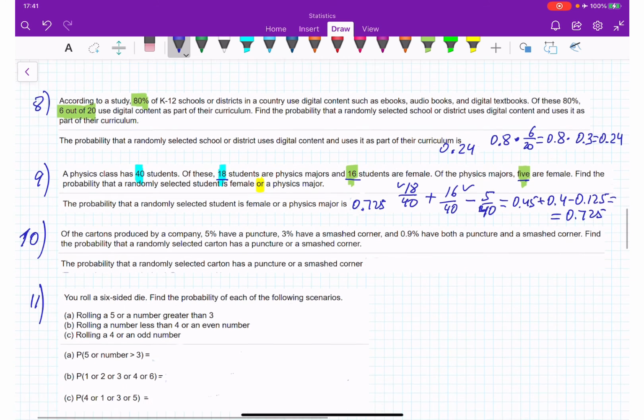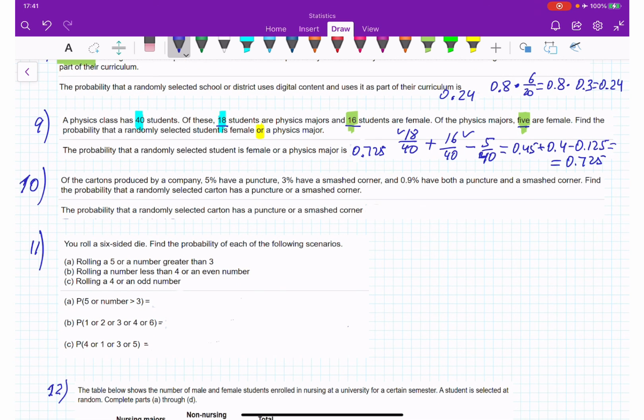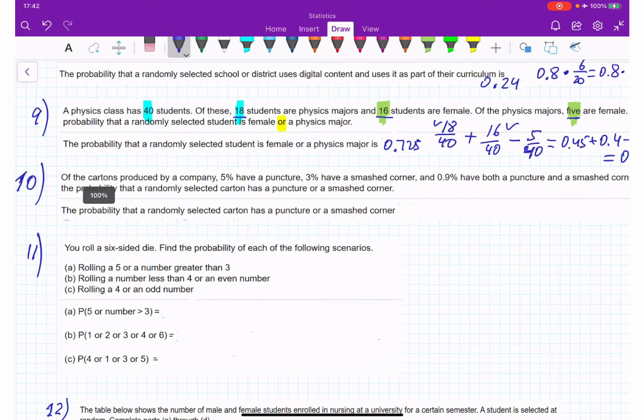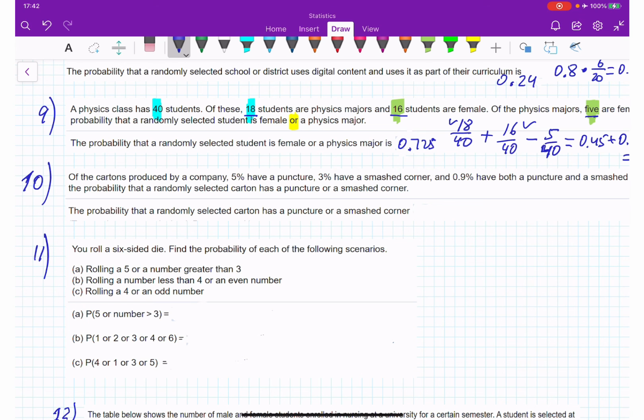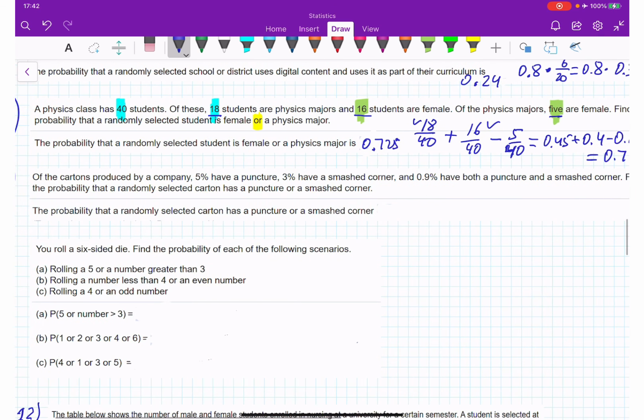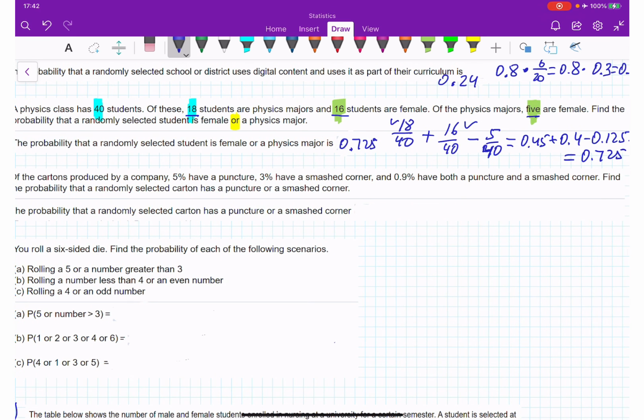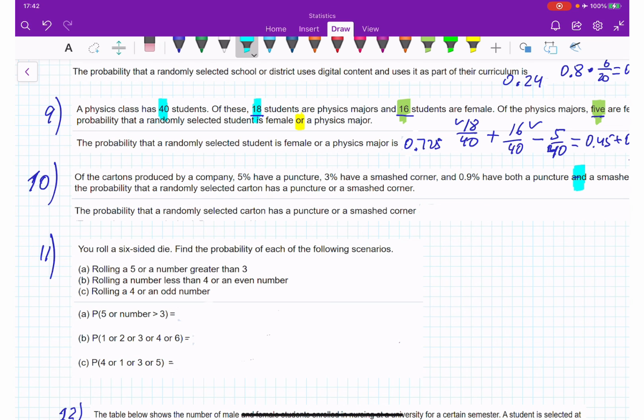Question number 10. Of the cartons produced by a company, 5% have a puncture, 3% have a smashed corner, and 0.9% have both puncture and smashed corner. See here, and this and that, so it's coming together. Find the probability that a randomly selected carton has puncture or smashed corner.